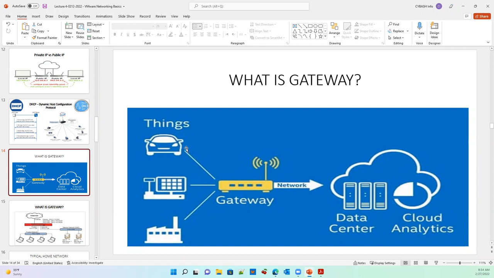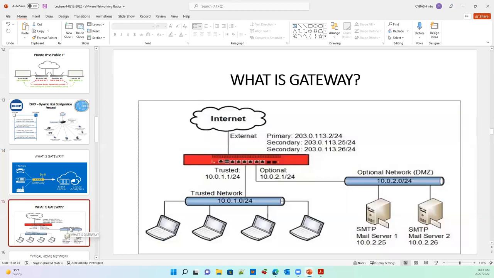When you're browsing, you're watching video, you do TikToking, you do Instagram, whatever, there is a gateway to take you to the wireless signal, and that wireless signal will take you to the internet. So what is a gateway? A gateway is basically what takes your internal network to the internet. So you have two legs. One leg is connected to your internal network, another leg is connected to the internet.